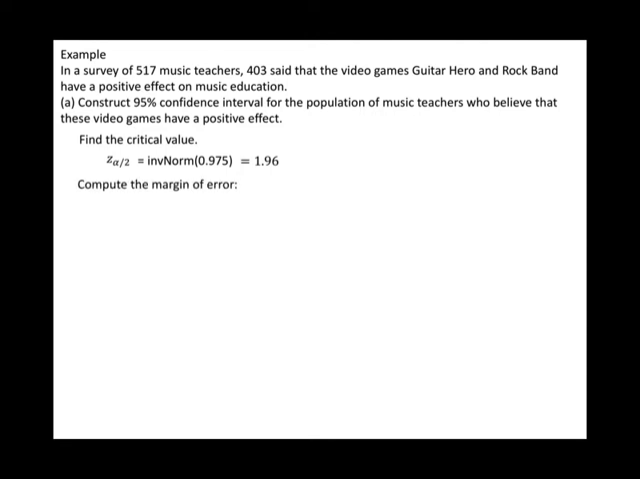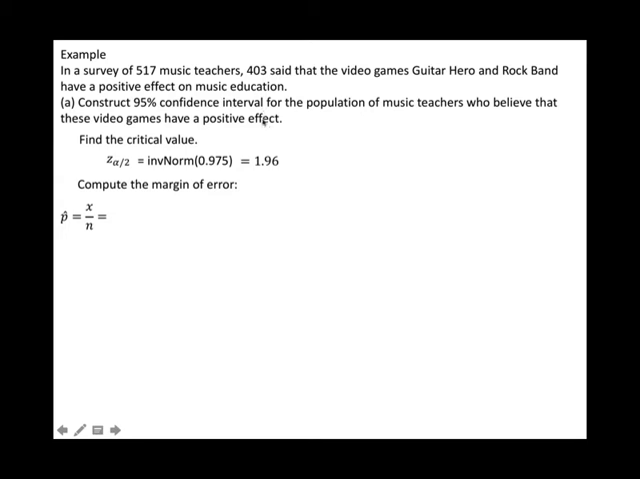Okay, step 2, compute the margin of error. First, we want to find the sample proportion, the p-hat. In these questions, do they mention the sample proportion? No, right? They never mention the sample proportion, so we may want to use the formula. One more time, p-hat stands for sample proportion. The x is the number of successes. Right now, we want to construct the confidence interval for the music teachers who believe that these video games have a positive effect. So positive effect will be the number of successes.